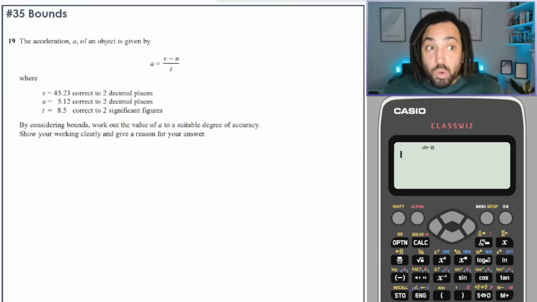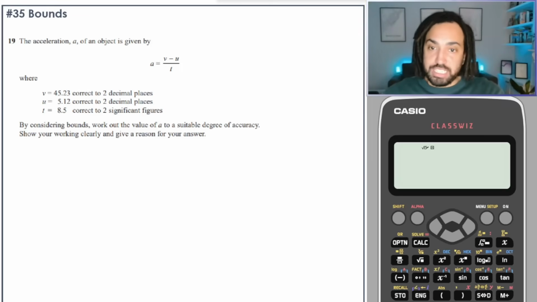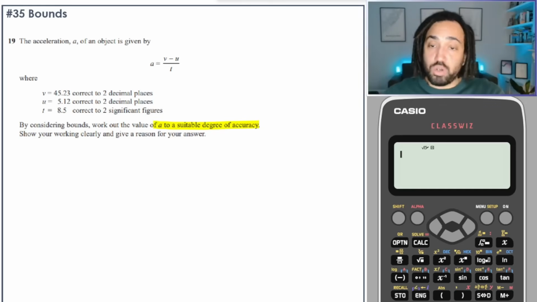New type of question, Edexcel IGCSE. Not seen this in the first sort of 4 years of the papers, but they are asking to find A to a suitable degree of accuracy. Okay, let me explain. Now, a lot of the time you might get an equation like this and they might ask you to find A upper. And in doing so, we would need to take V upper.